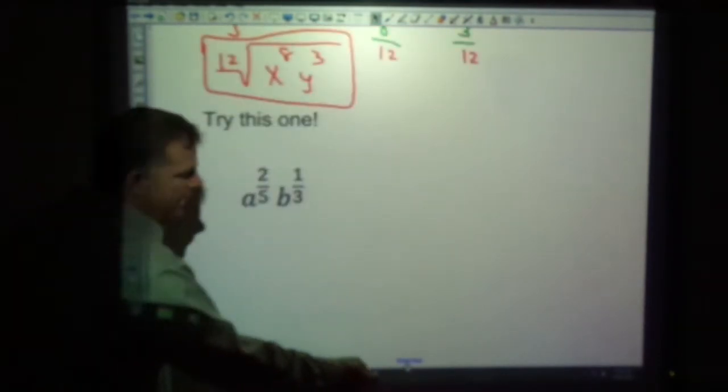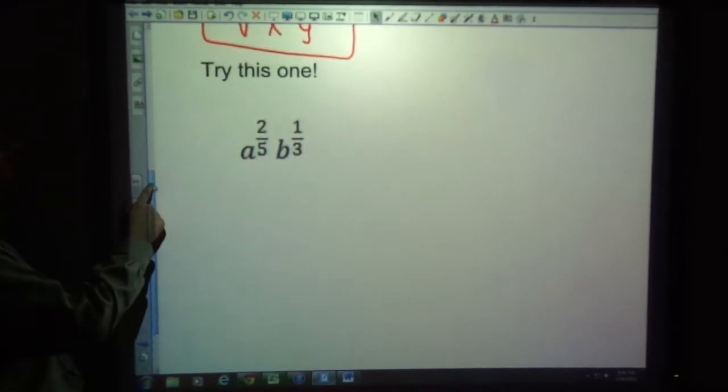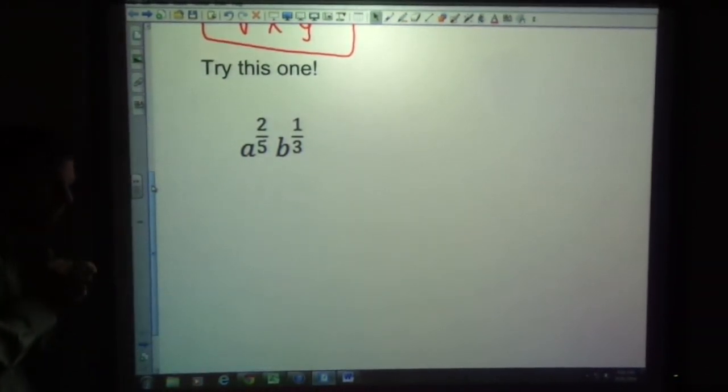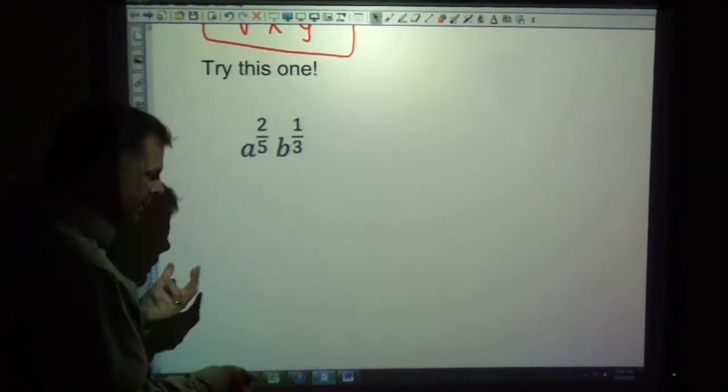A to the 2/5 power, b to the 1/3 power. Pause the video now. Try it. When you're ready, you can start it and I'll work it out.